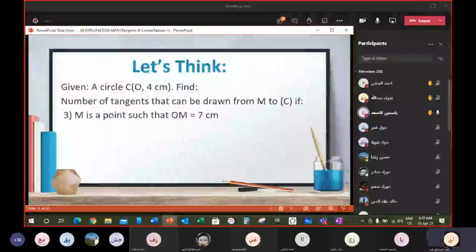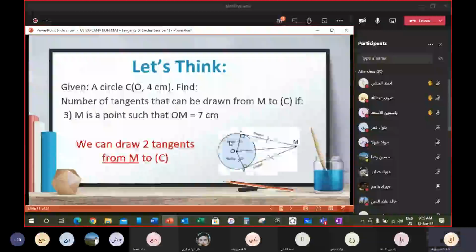Let's see. One? No, not only. Many? Not many. Two and only two. From a point outside the circle, like in this figure, we can draw 2 tangents to the circle. We can draw 2 tangents to the circle.